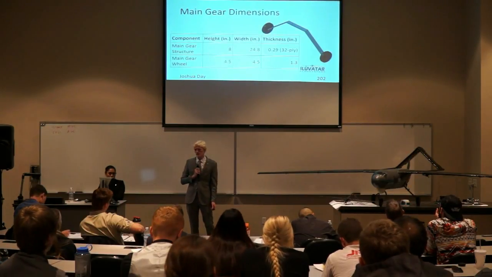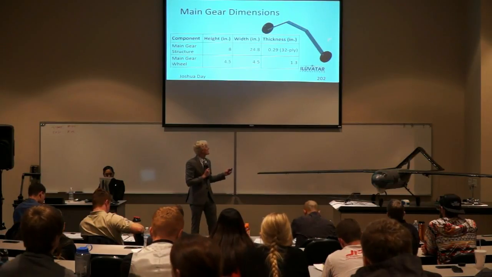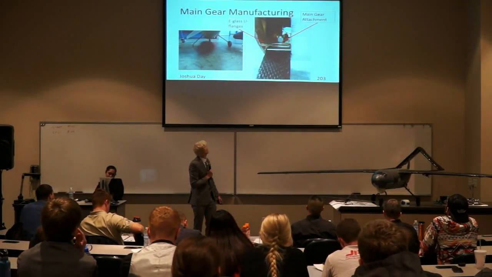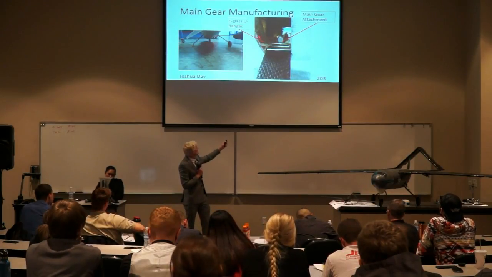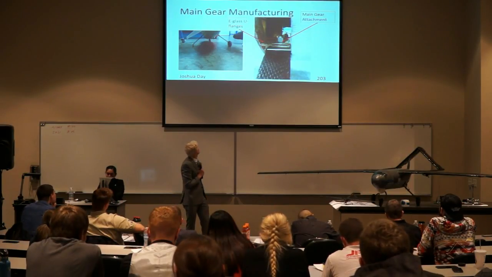The main gear was designed as shown, with it being a 32 ply, and as you can see, we used E-glass flanges along the floor on both the top and bottom to reinforce this section where the main gear would be attached.